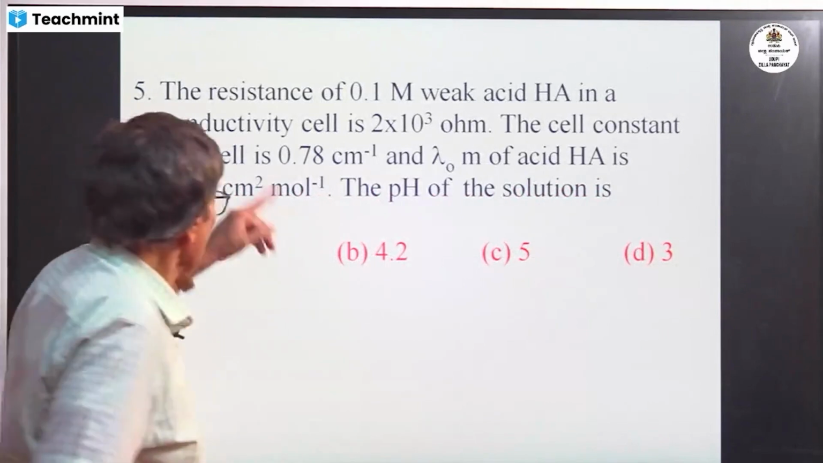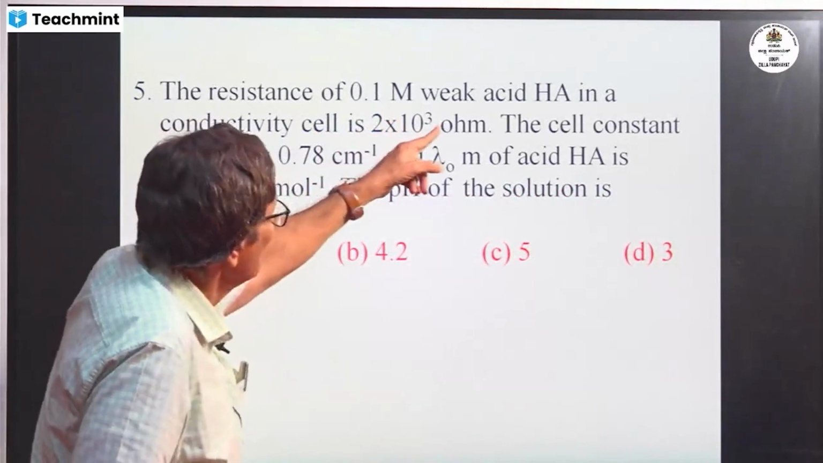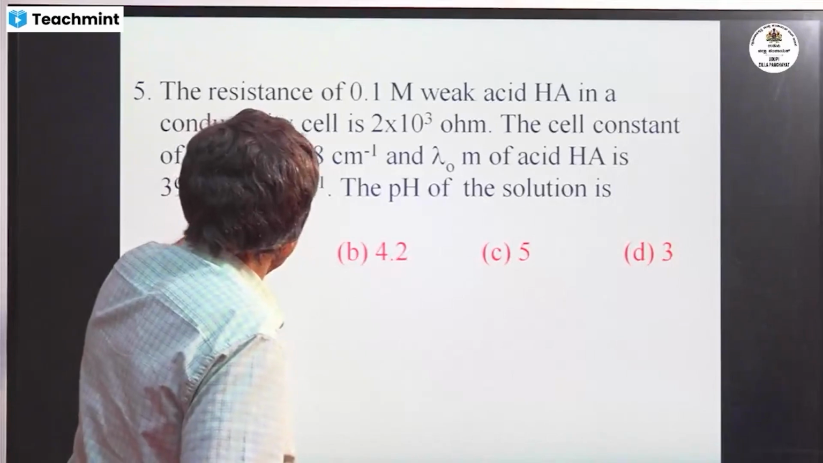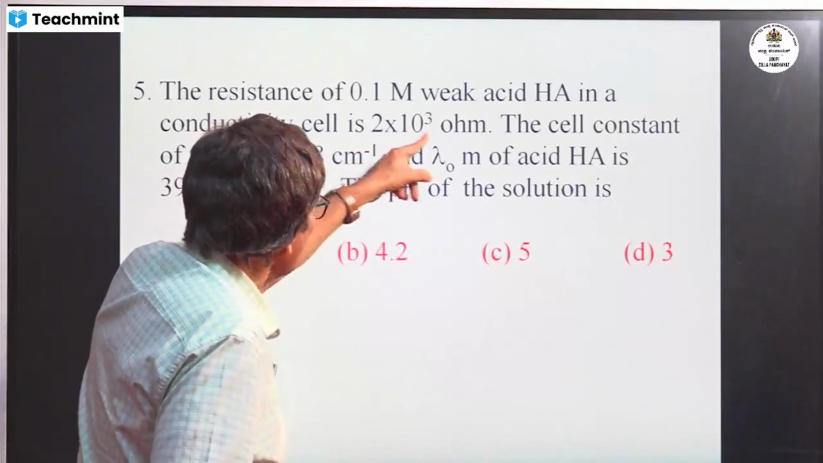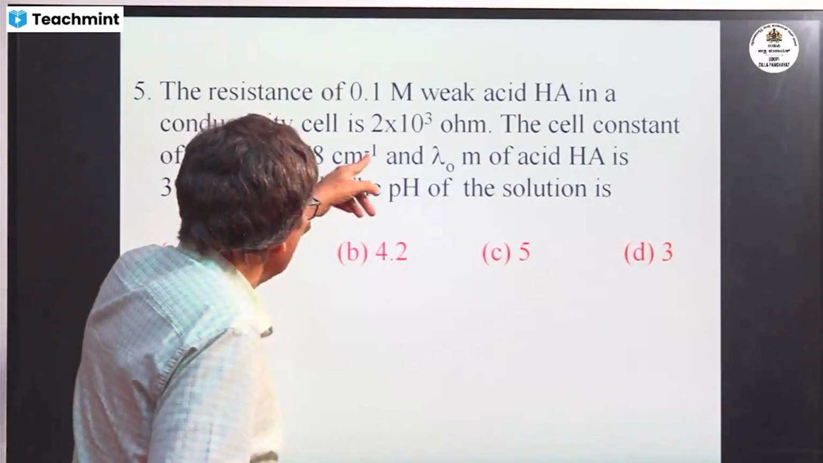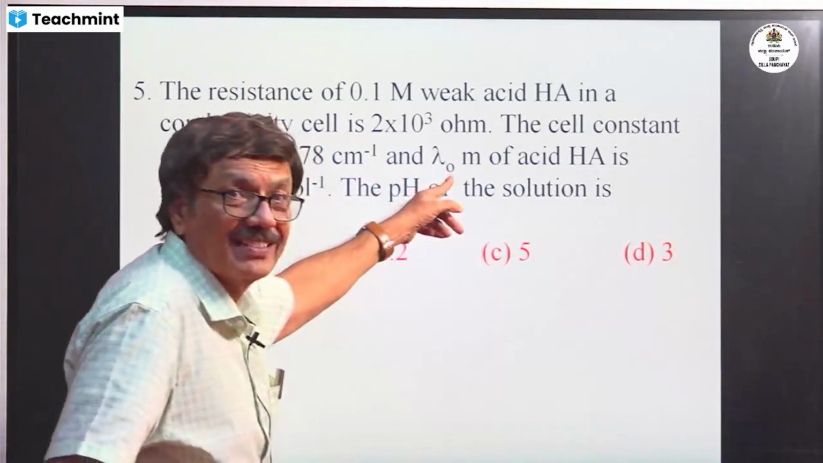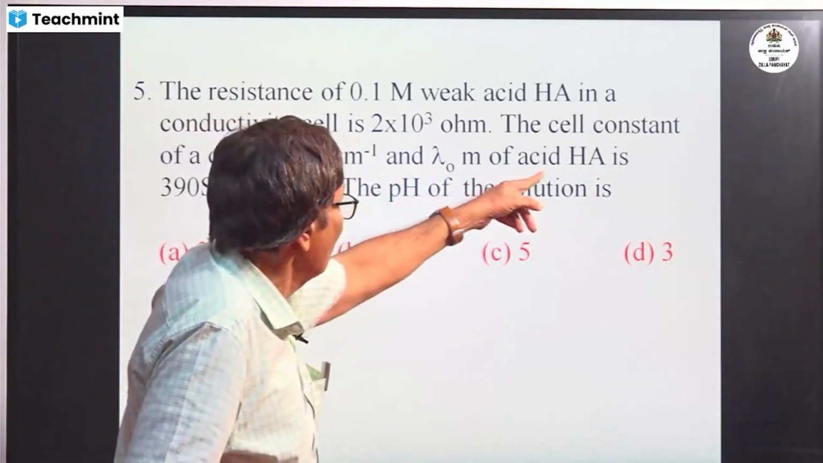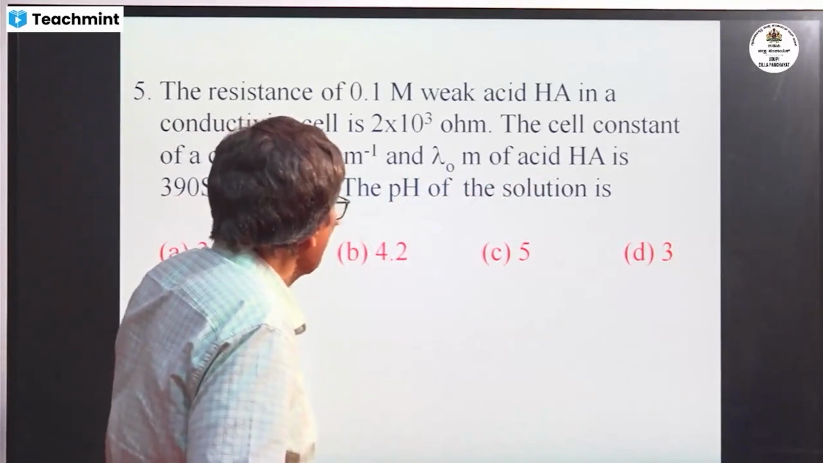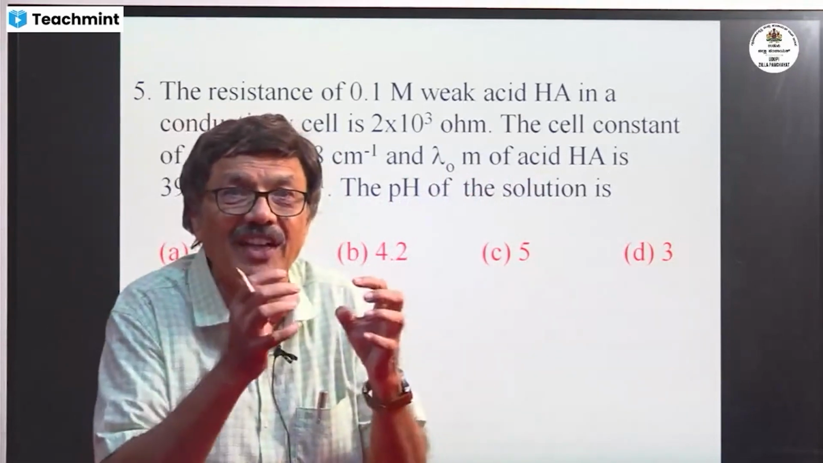Fifth one, see here. The resistance of 0.1 M weak acid HA in a conductivity cell is 2 into 10 to the power 3 ohms. The cell constant of the cell is 0.78 per centimeter. Unit also is very important. And lambda naught m, that is the limiting molar conductivity of acid HA, is 390 Siemens centimeter square per mole. Find the pH of the solution. It is a beautiful question. So many concepts have been put in one.